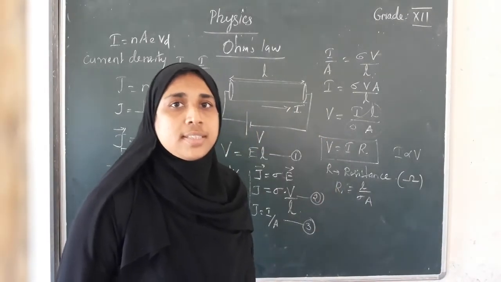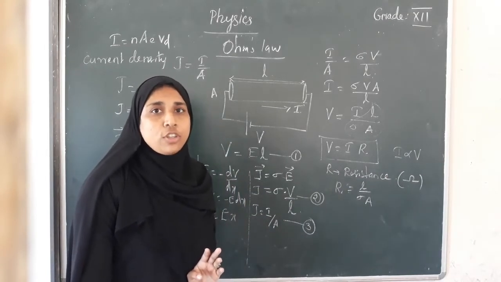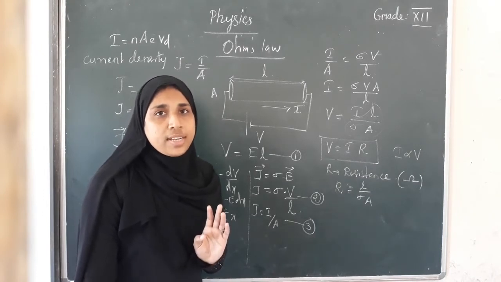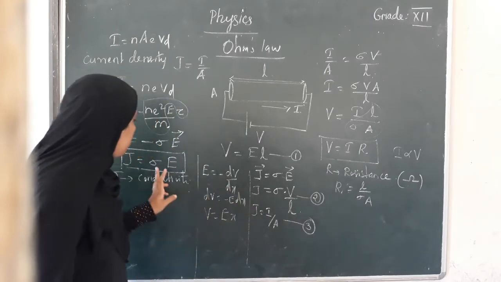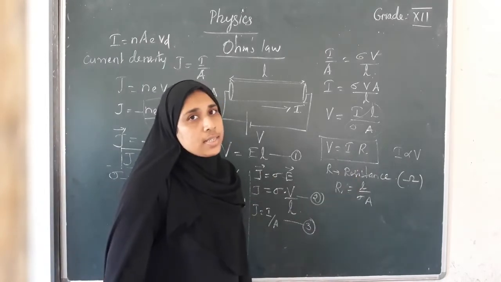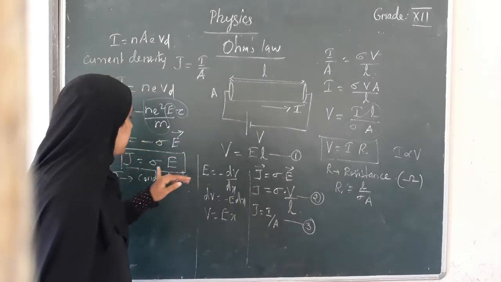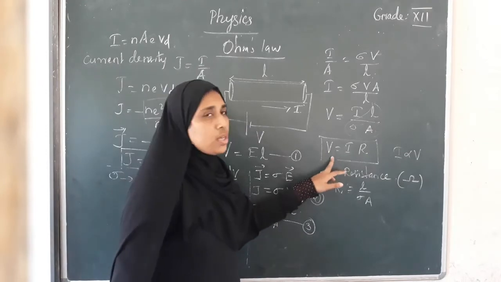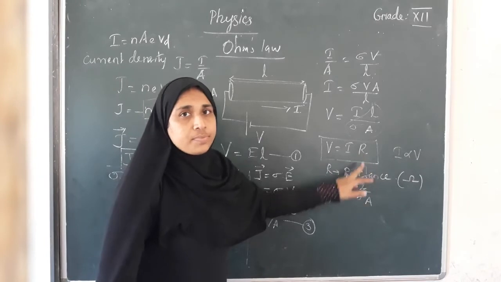Ohm's law states that at constant temperature, steady current flowing through the conductor is directly proportional to the potential difference between the two ends of the conductor. So J is equal to sigma E is known as the microscopic form of Ohm's law. V is equal to IR is known as the macroscopic form of Ohm's law. J is current density, sigma is conductivity, E is electric field. V is voltage, I is current, R is resistance.